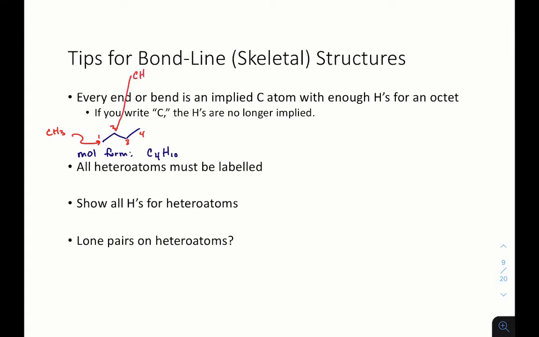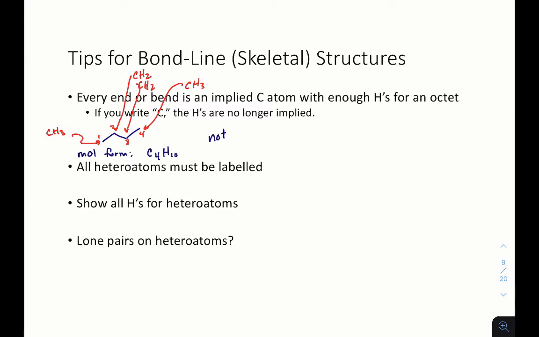Carbon 2, that's a CH2. Because it's making 2 bonds to carbons, it must be making 2 bonds to hydrogens that are implied. Same for carbon 3, and then carbon 4 is also a methyl, CH3. It's making 1 bond to another carbon, so the 3 additional bonds must be to hydrogen. Add all of that up, and you do get C4H10. So each end or bend is an implied carbon atom with enough hydrogens for an octet.